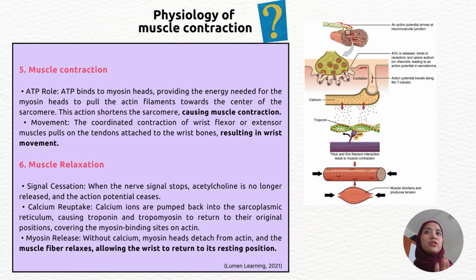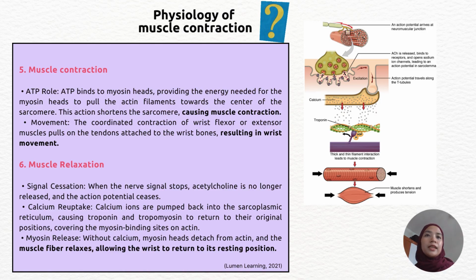The process comes to an end when the nerve signal stops, acetylcholine is no longer released, and the action potential also ceases. The calcium ions that were released before will be pumped back into the sarcoplasmic reticulum, causing the troponin and tropomyosin to return to their original position, covering the myosin binding site on actin. So, without calcium, myosin heads detach from actin and the muscle fibers relax, allowing the wrist to return to its resting position. So that's all for the physiology of muscle contraction.